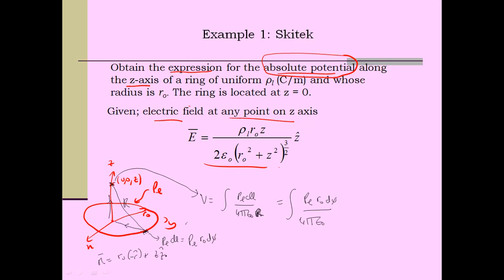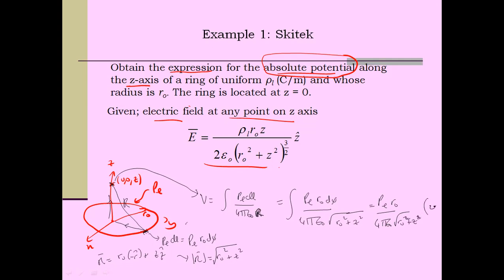And from this vector, we can straight away find the magnitude, in which the R magnitude should be defined to be the square root of R naught squared plus Z squared. So we're going to have the R magnitude equal to the square root of R naught squared plus Z squared. We can straight away do the integration, because the integration is towards the dv. So we're going to have rho L R naught over 4 pi epsilon naught times the square root of R naught squared plus Z squared.